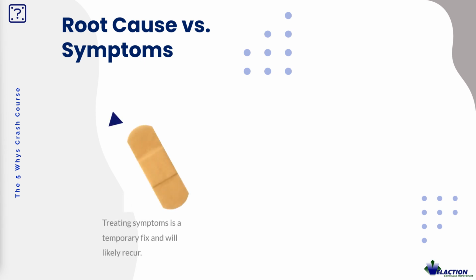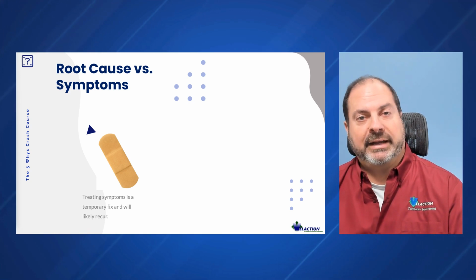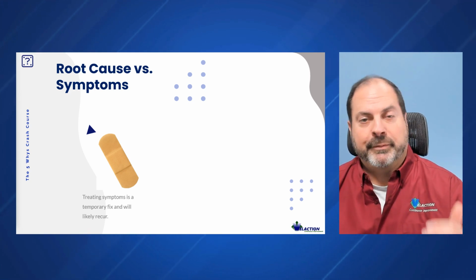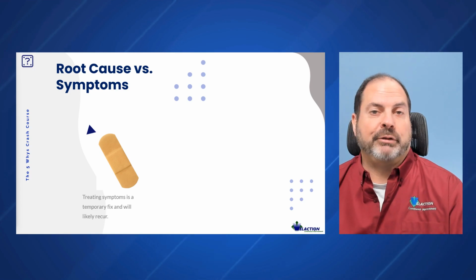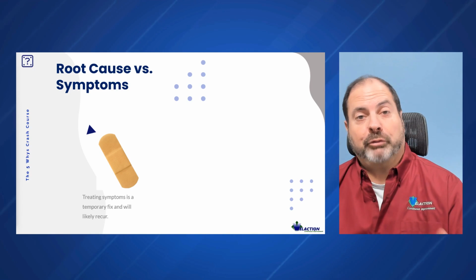So let's say you're at home and every time you reach into a certain cabinet you scratch the back of your hand. And every time you do that, you put on a Band-Aid and you just go about your business, go about your life, and you keep having that injury over and over and over again. You're treating a symptom.